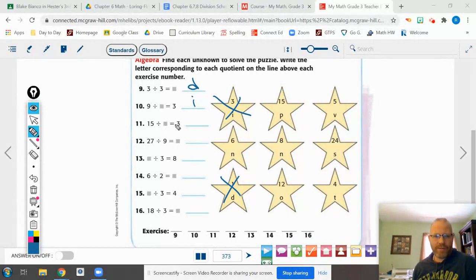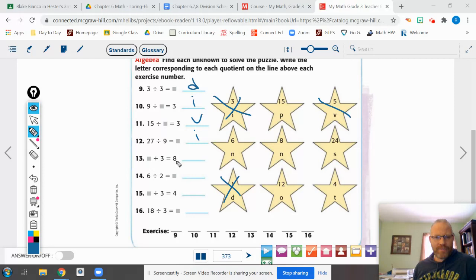15 divided by 3, or 3 times 5 equals 15. V. 27 divided by 9, or 9 times 3. Let me see. 9 times 3 equals 27. Oh, look, I crossed out this I, but we're using it again. It looks like you can use letters more than once. So we have an I again.